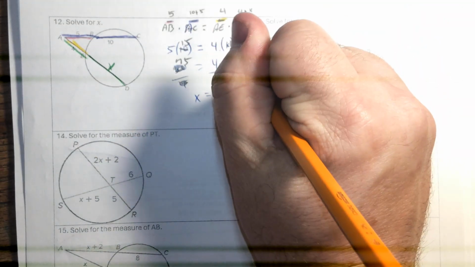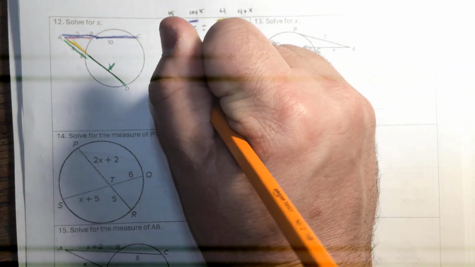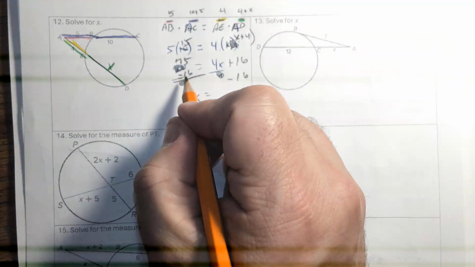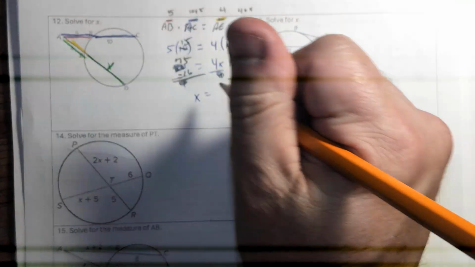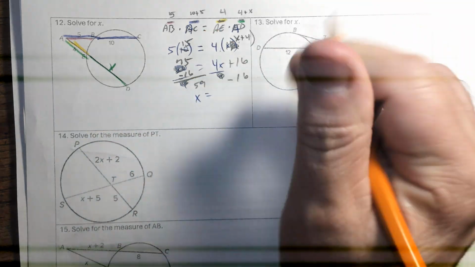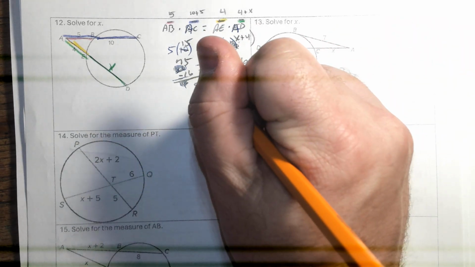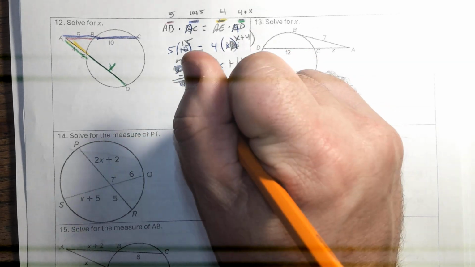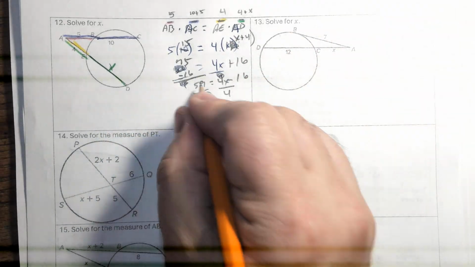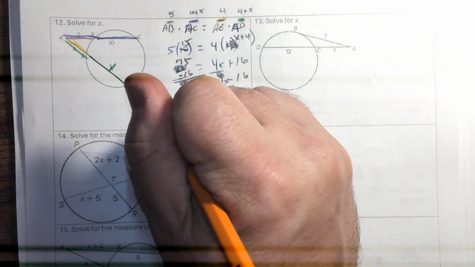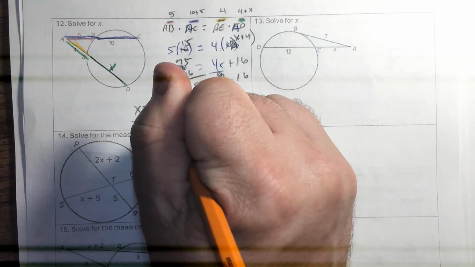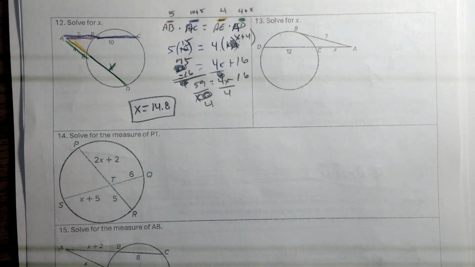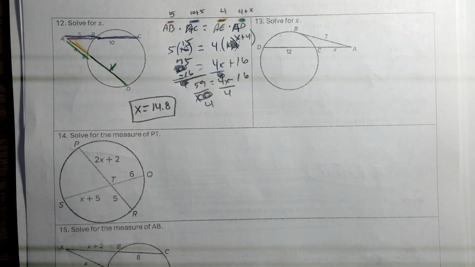So we're going to subtract the 16 from both sides again. Sorry for all the mess. 75 minus 16 is 59. Okay. It's equal to 4x. Divide both sides by 4. So 59 divided by 4 is going to make x 14.8. That looked way too pretty, and I'm sorry about that again.